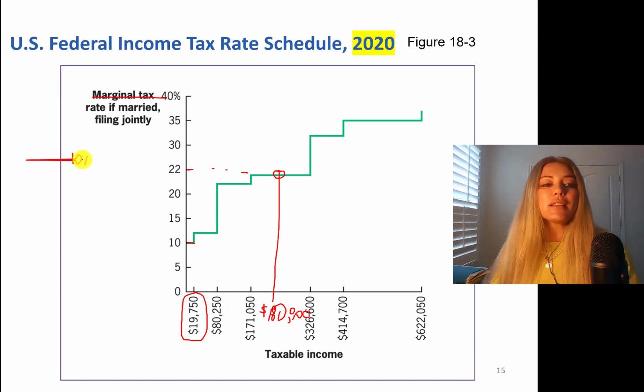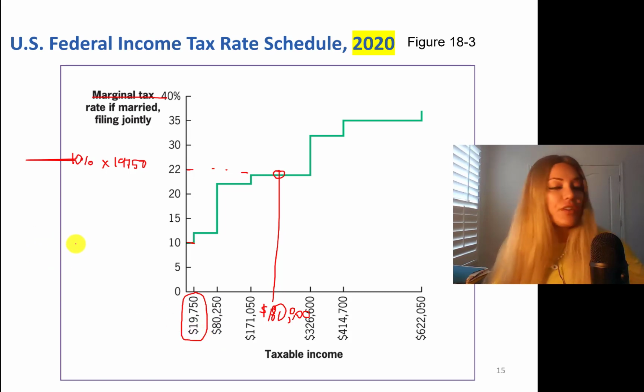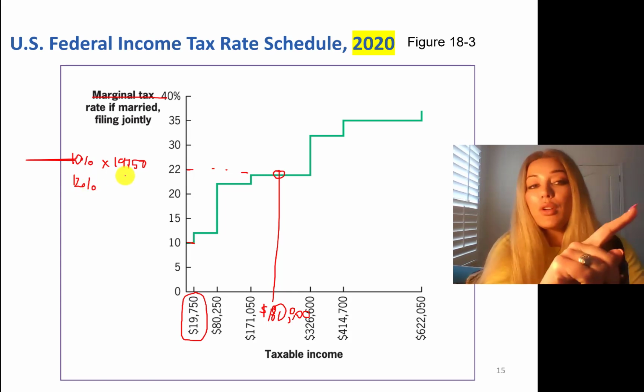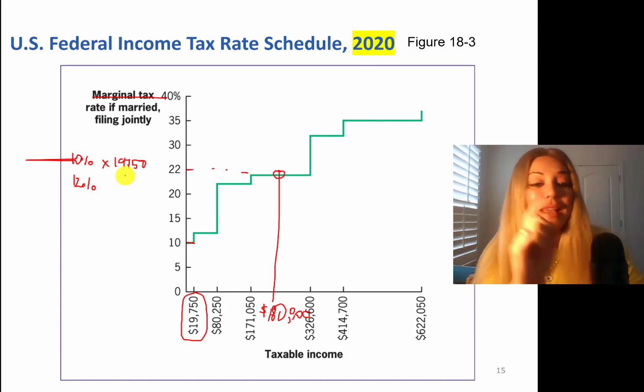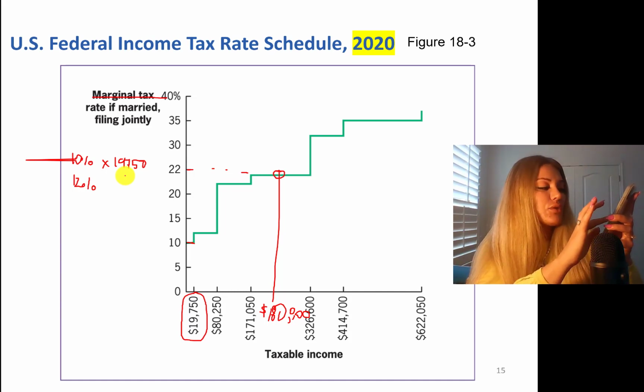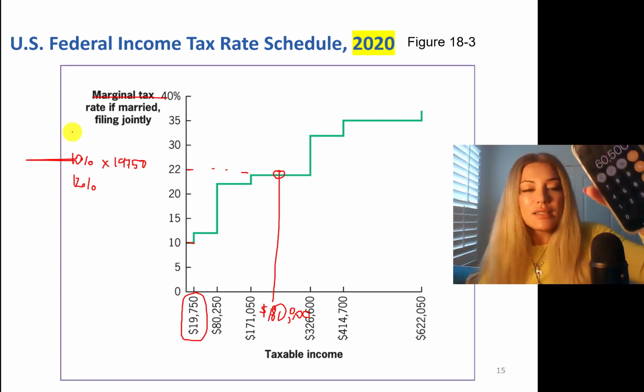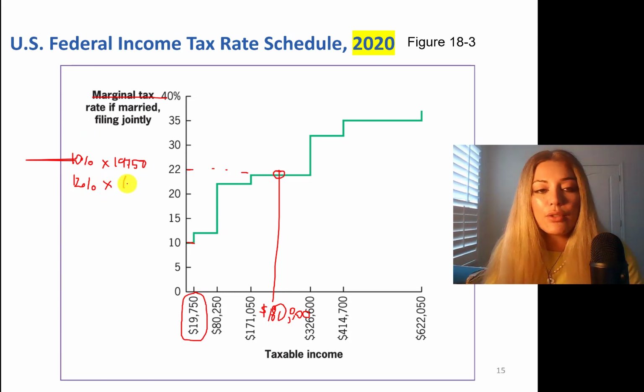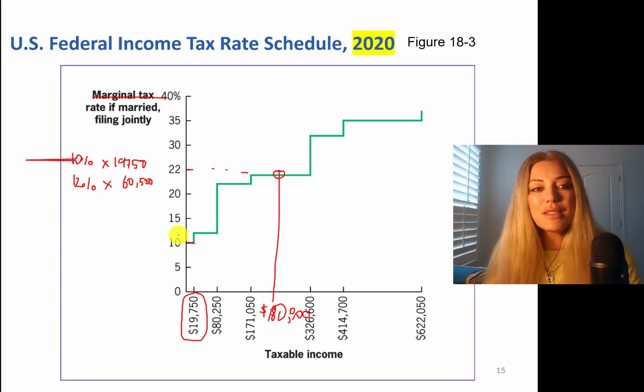Why? Because I'm paying 10% first on the first 19,750. So from 19,750 to 80,250, I am paying, what is it, 12%? I'm going to use my calculator, folks, because I don't want to make a mistake. So 80,250 minus 19,750 is $60,500. So for the next $60,500, I'm paying 12% taxes.